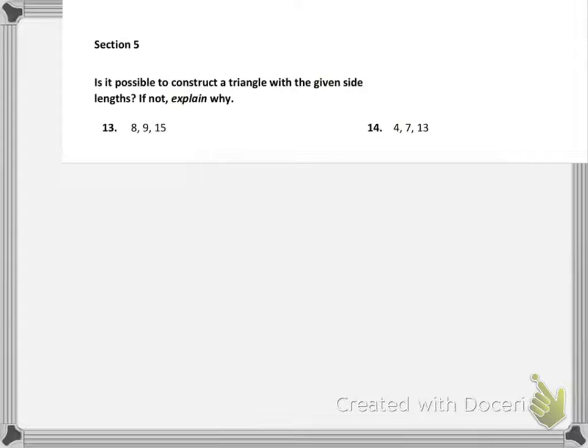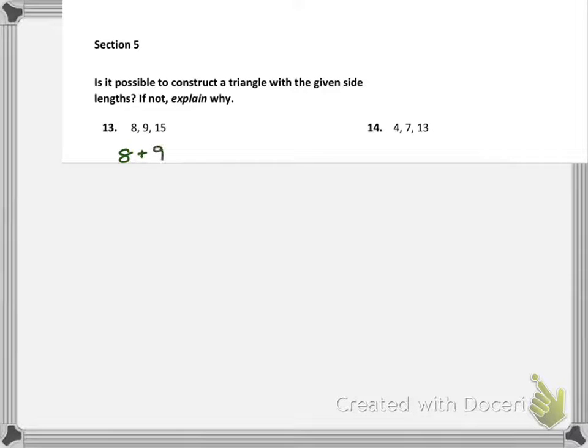Okay, so in this question, for number 13 and 14, it says, is it possible to construct a triangle with the given side lengths? If not, explain why. So you have to remember how we know if it's possible to construct this triangle. So the rule of thumb is any two sides that you add together have to be greater than the third side. So the best way to check is to start adding sides together.